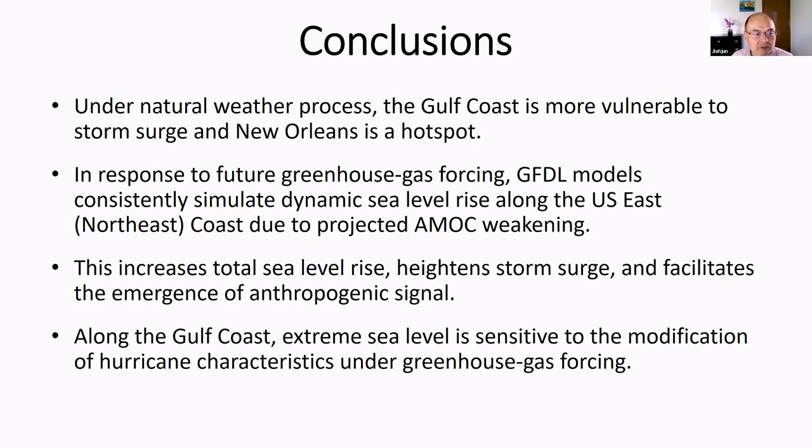Okay, finally, conclusions. So under natural weather process, the Gulf Coast is more vulnerable to storm surge, and New Orleans is a hotspot. In response to future greenhouse gas forcing, the GFDL models consistently simulate dynamic sea level rise along the East Coast or the Northeast Coast due to the projected AMOC weakening. So this can increase the total sea level rise in this region and heighten the storm surge and facilitate the emergence of the anthropogenic signal.